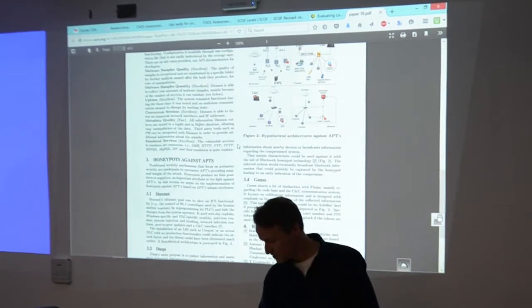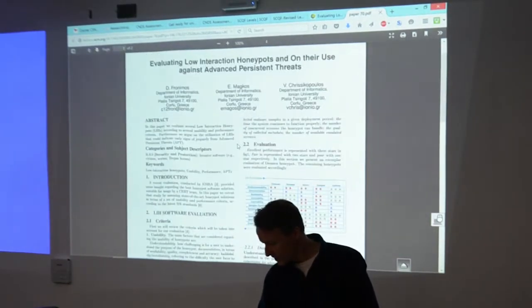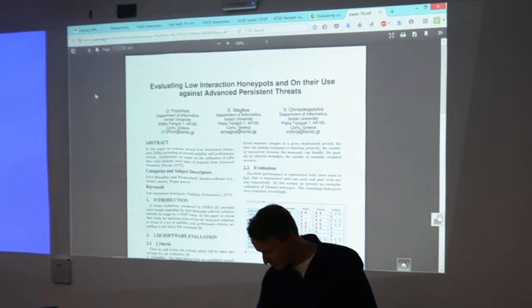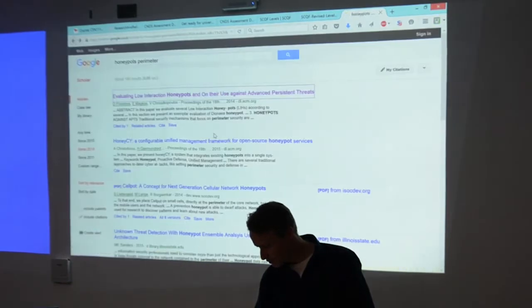So that's very specific actually, but it's describing how you might use a honeypot. So it's a really basic sort of paper, that one. But if we get another paper maybe and have a quick look.